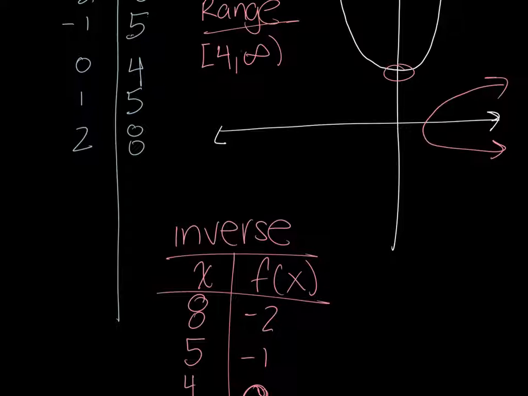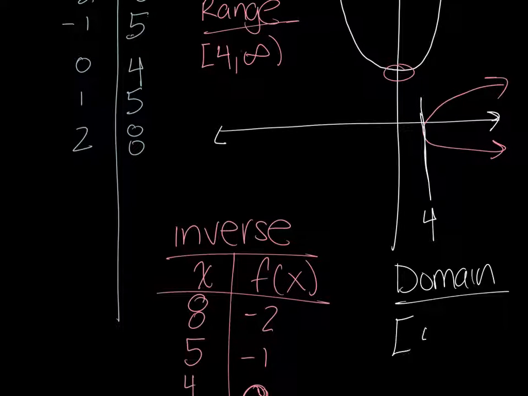Now we're going to base it off of our inverse. So for our inverse now, our domain is starting here, which is positive 4. So my domain for my inverse is from positive 4 to infinity. My range for my inverse is now all real numbers. So it gets reversed.